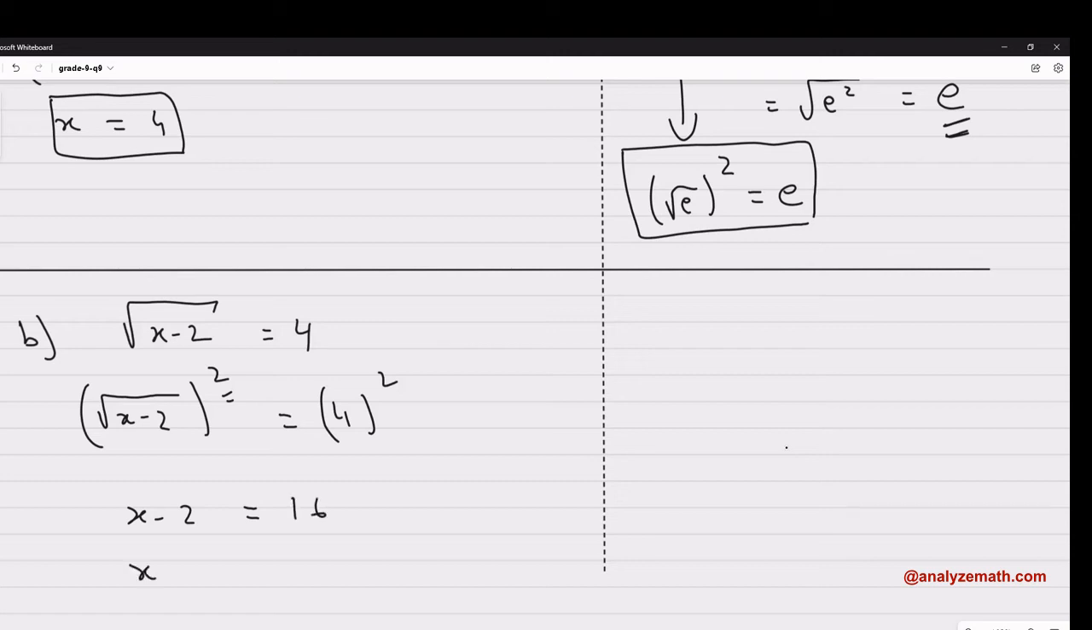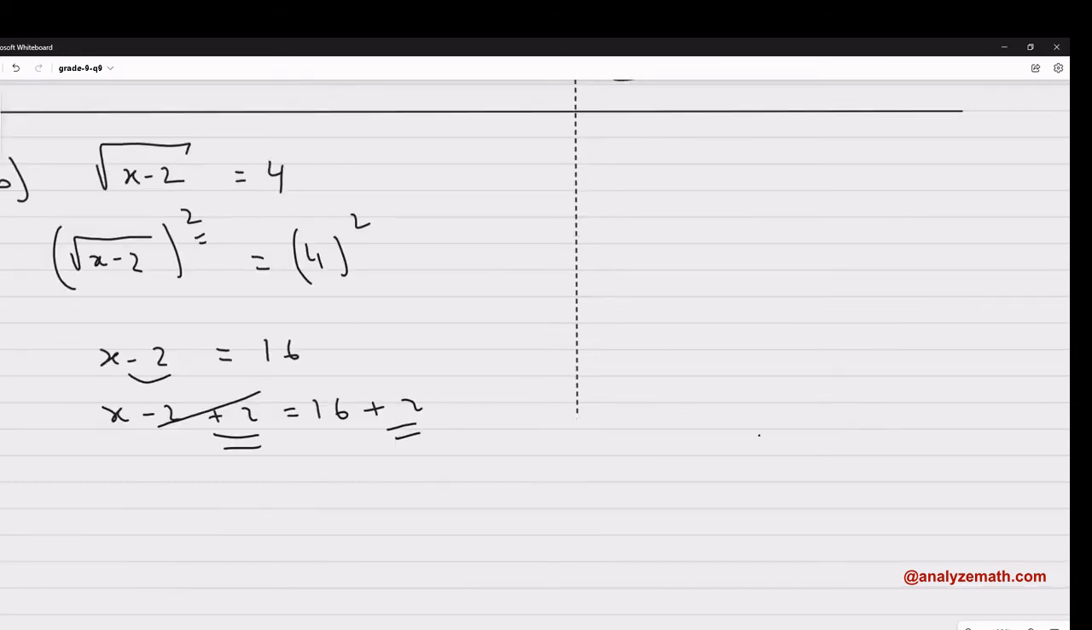And then I add 2 to both sides, 16 plus 2. Why? Because I want to have x only on this side. I have minus 2, I need plus 2 to make it 0. But remember, plus 2 on both sides. So x minus 2 plus 2 gives me x. The other side is 18. This is the solution of the equation in part B.